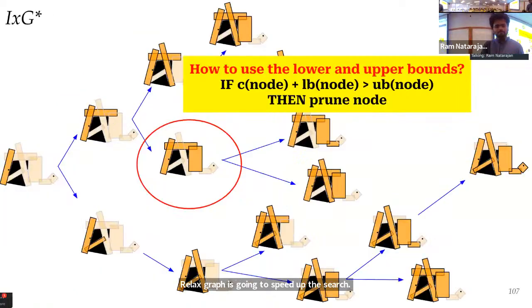So how can we use it in the search? You can use it to check a node that is being expanded: if the lower bound using this graph that I just mentioned is greater than the upper bound, then you can just prune that node.